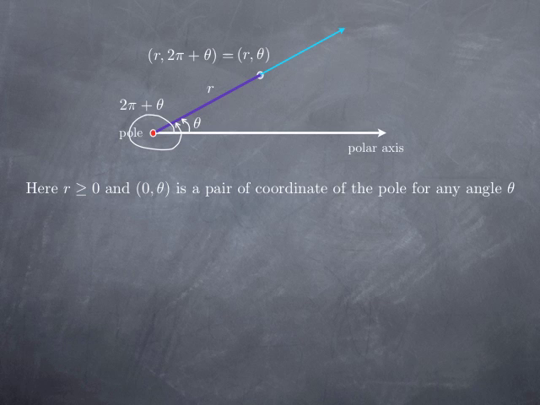And similarly, I could decide to rotate in the opposite direction, and again I would get another polar representation for the same point. So for instance, r, theta minus 2 pi is another set of polar coordinates for the same point that has polar coordinates r, theta.